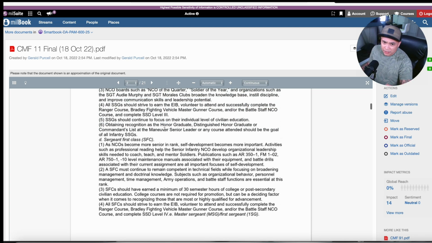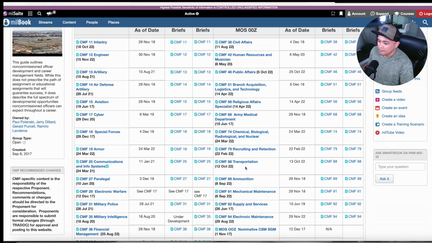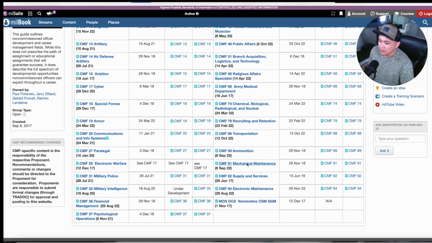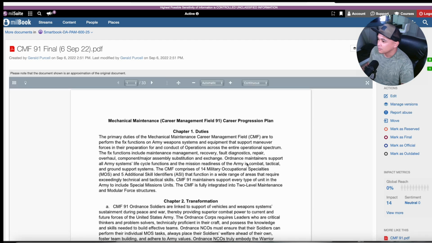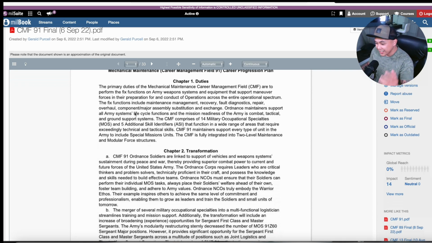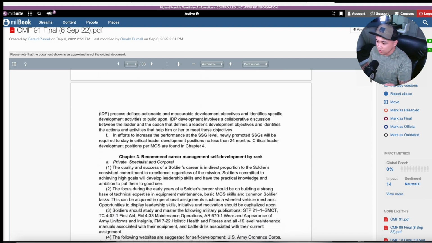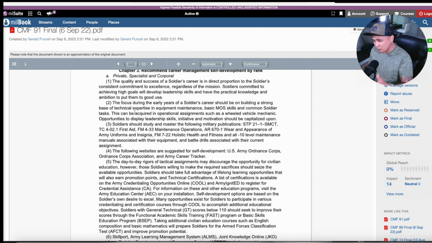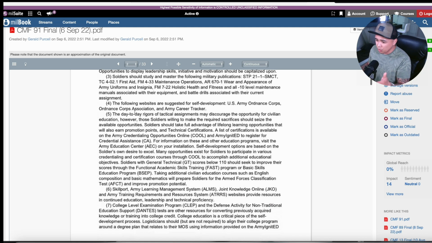Now let's look at a different CMF. Let's look at 91 series. And this was just recently updated. If you look up top right here, September 6, 2022. So same structure, duties in chapter 1, then we want to jump into chapter 3. If you want to compare from the last CMF we looked at, which is 11 series, this is more specific.